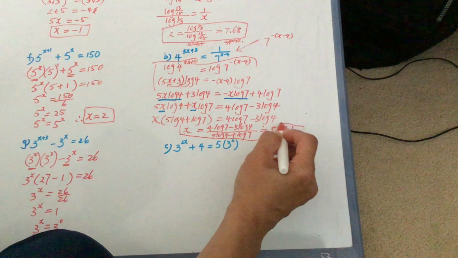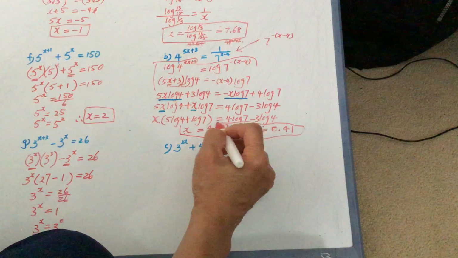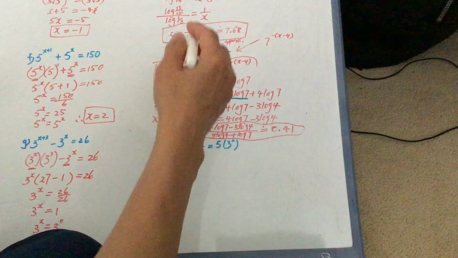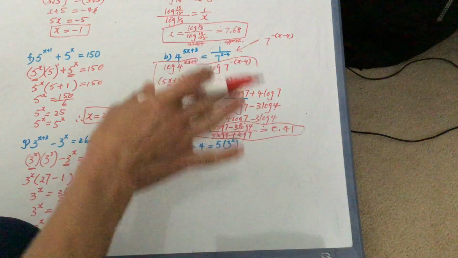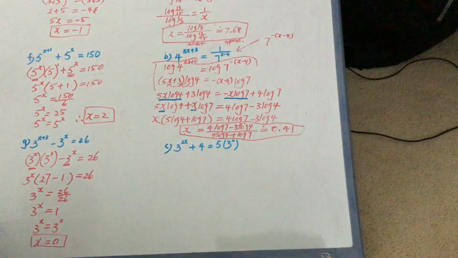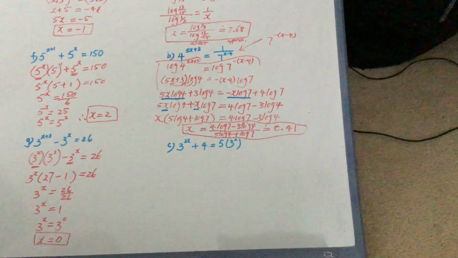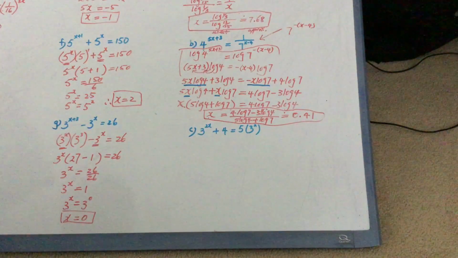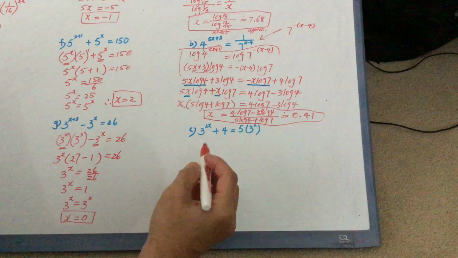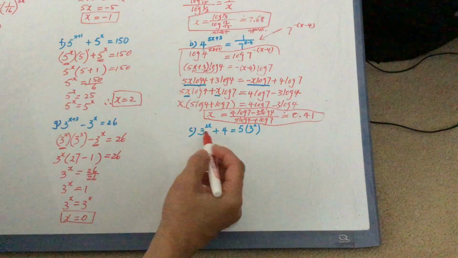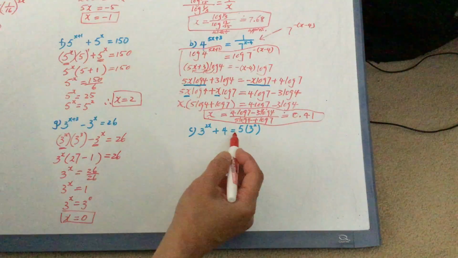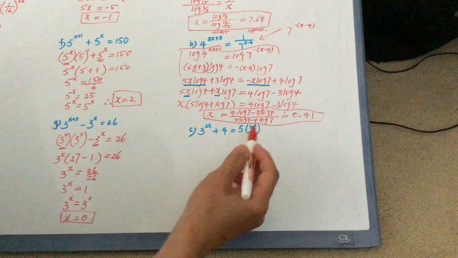It seems to be long, so be extra careful when you carry some of these terms down. And finally, for the last example, we have 3 to the 2x plus 4 equal to 5 times 3 to the x.